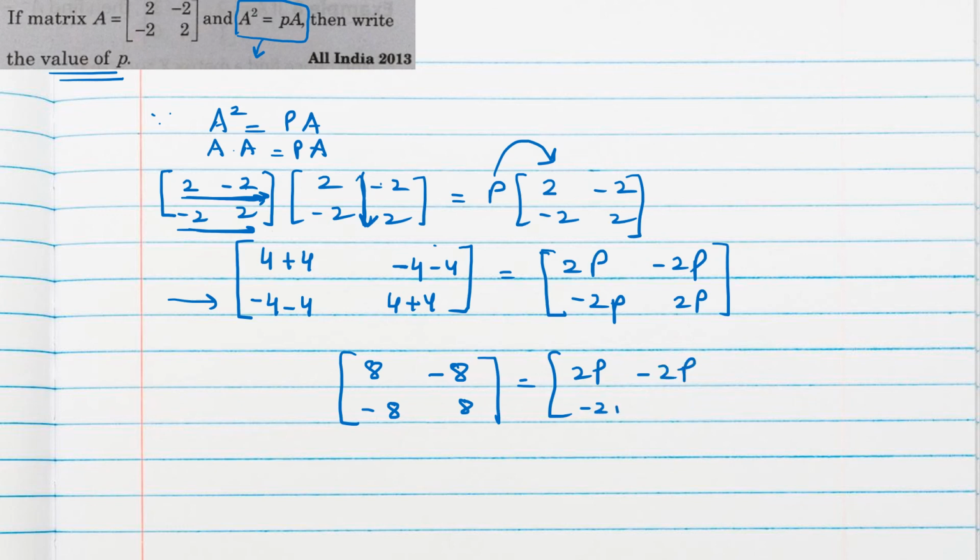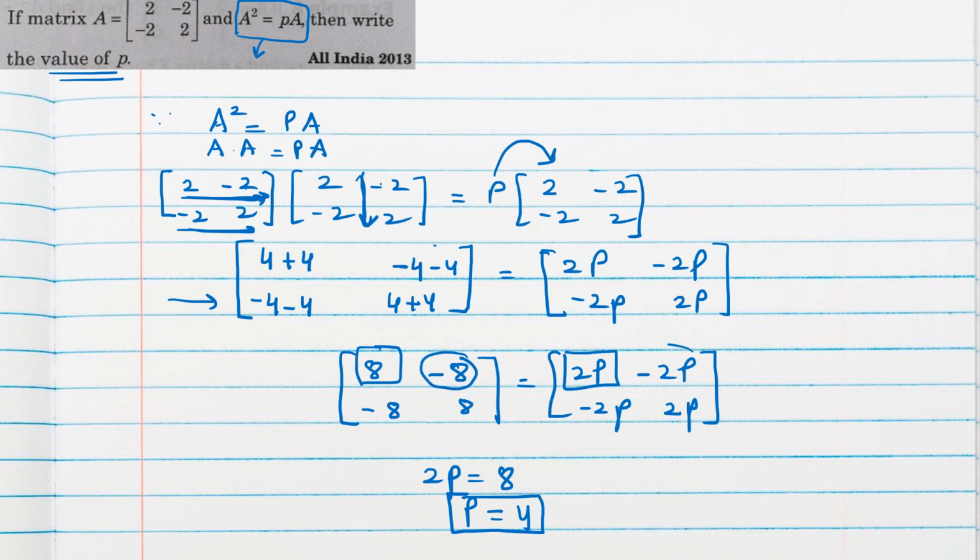Any one corresponding element you can compare to get the value of P. Suppose I compare the first row, first element. I'll get 2P is equal to 8. That implies P is equal to 4. You can verify by taking one more corresponding element whether we are getting the same answer or not. If I take these two elements, again P will be 4. So P is equal to 4. This is your final answer.